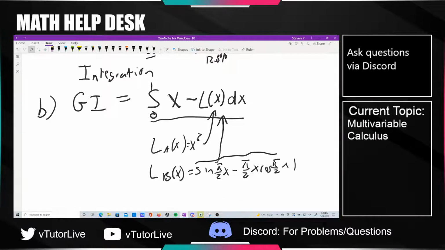And this one is slightly worse because there's just one kind of nasty term here where, okay, x is easy to integrate, sine of pi over 2 x is easy, but pi over 2 x cosine of pi over 2 x is going to require a tiny bit of integration by parts. I recommend using u equals x and dv equals cosine of pi over 2 x. So do your integration by parts, and this should work out quite nicely.